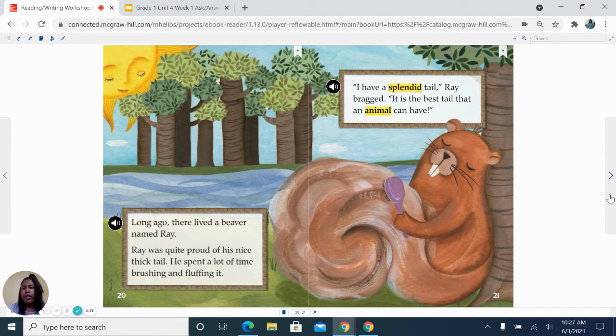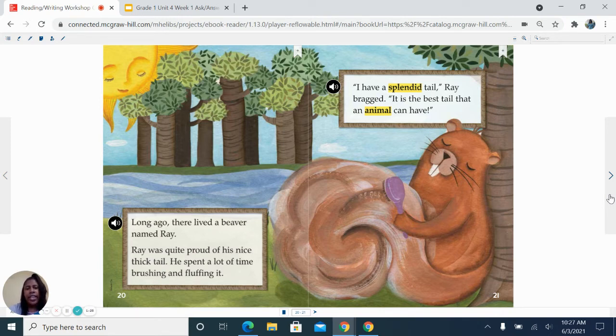Long ago, there lived a beaver named Ray. Ray was quite proud of his nice, thick tail. He spent a lot of time brushing and fluffing it. I have a splendid tail, Ray bragged. It is the best tail that an animal can have.